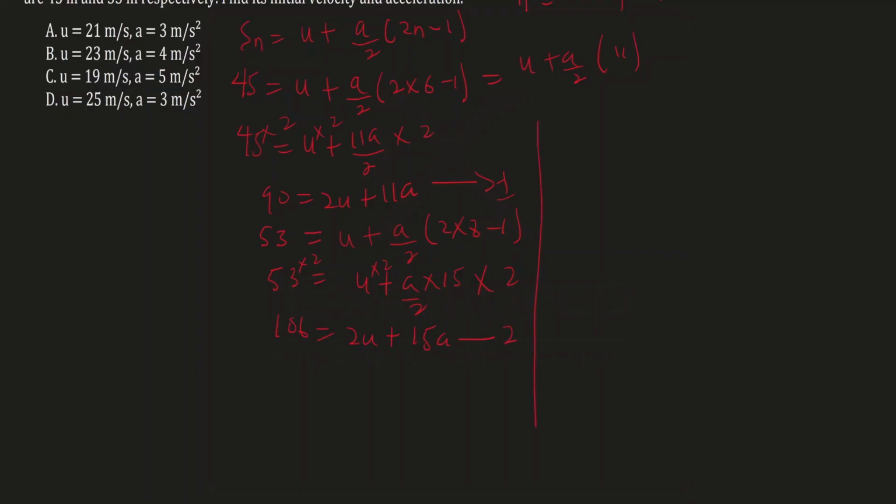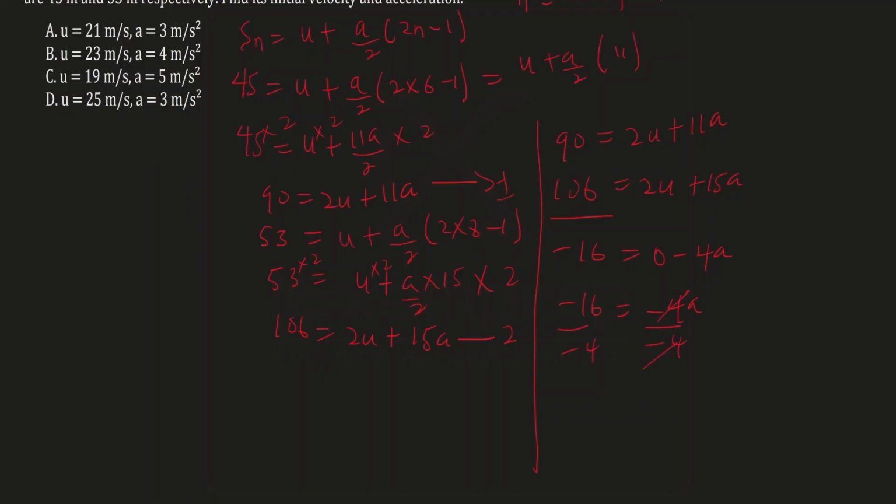Now we have a simultaneous equation. Let's solve it. 90 equal to 2u plus 11a. 106 equal to 2u plus 15a. Let's solve using the elimination method. Subtract equation 1 from equation 2. 106 minus 90 gives 16 equal to 2u minus 2u, which is 0, and 15a minus 11a, which is 4a. So 16 equals 4a. Let's divide both sides by 4.